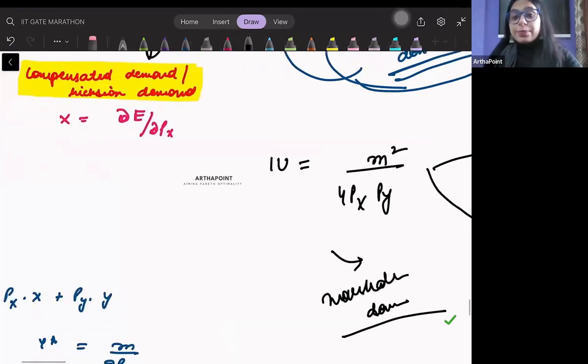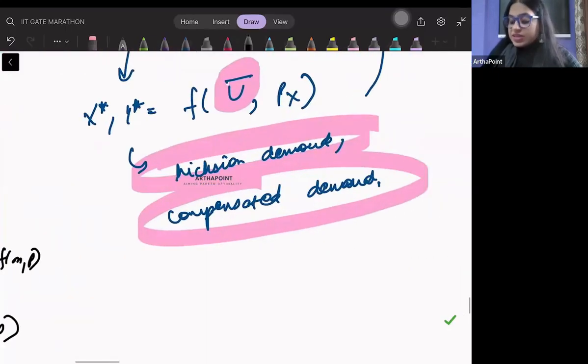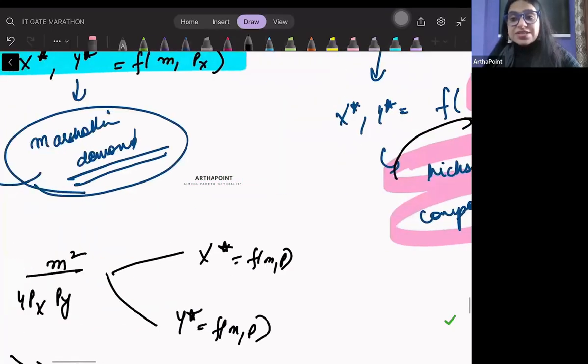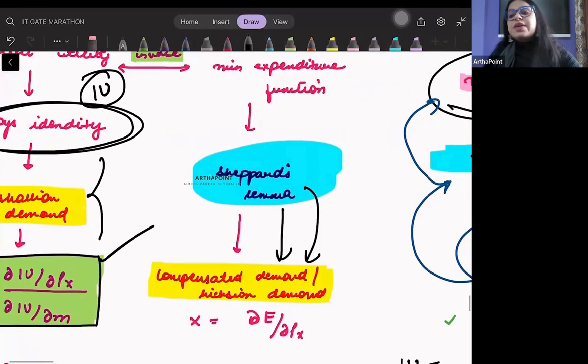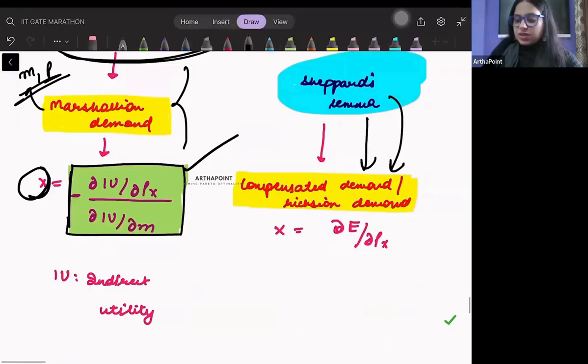But Shepard's lemma said that I can give you Hicksian demand. And what is Hicksian demand? Hicksian demand is a function of utility and prices. But for Shepard's lemma, what do I require? I require the minimum expenditure incurred. So for this, let's look at a last example.